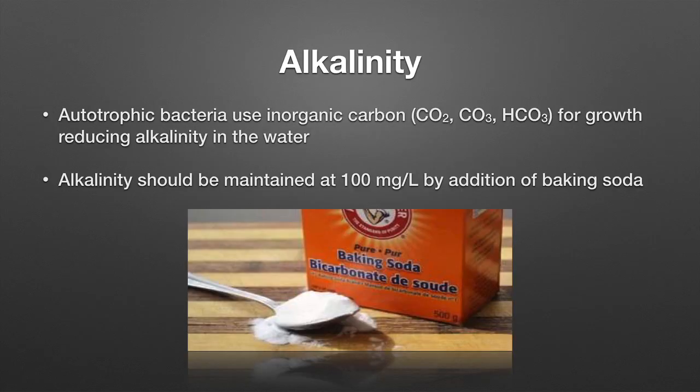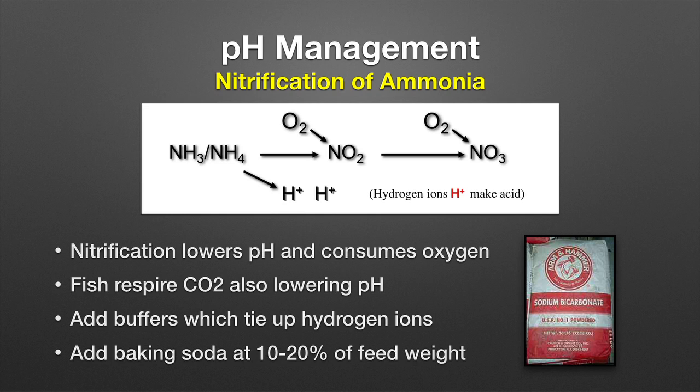Autotrophic bacteria use inorganic carbon, and when I say that I mean CO2, carbonates, and bicarbonates, for growth, and this reduces the alkalinity of the water. The alkalinity should be maintained at around 100 milligrams per liter by the addition of baking soda. pH is another indicator of alkalinity, where this nitrification process lowers the pH as the alkalinity is consumed, and is also an oxygen consuming process.